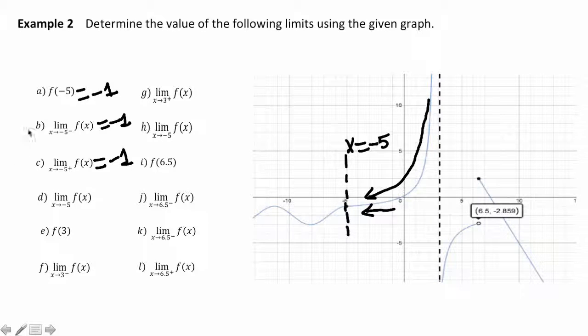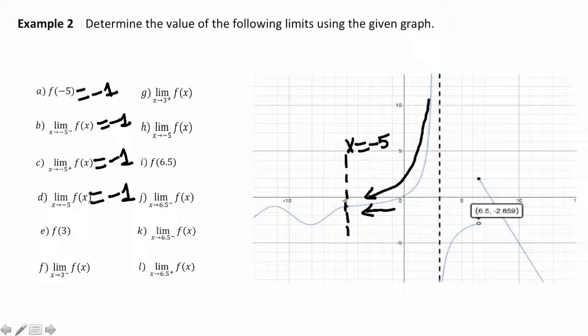Now, notice that the two one-sided limits are equal to negative 1, so that must mean that the general limit has to equal negative 1. So that means the general limit exists, and it's equal to negative 1, based on the previous slide.